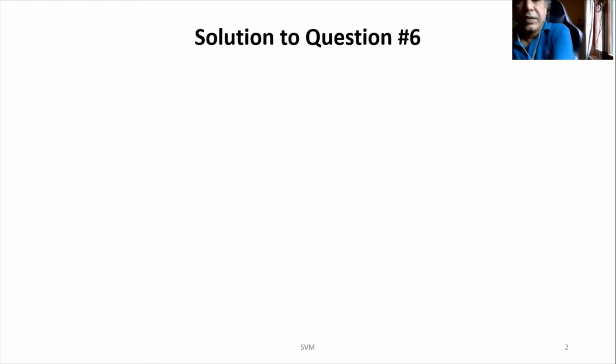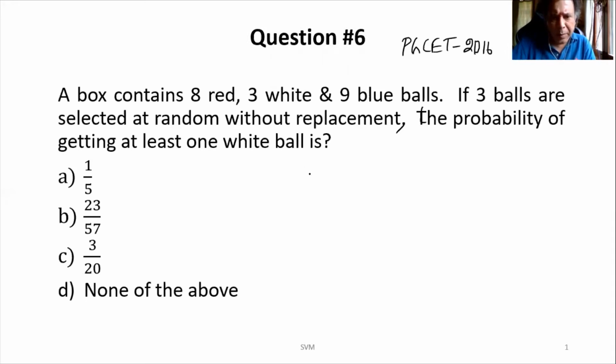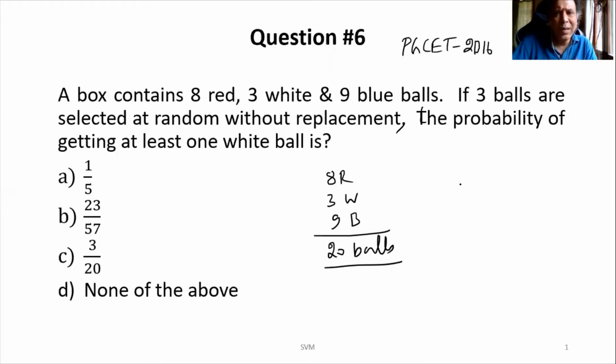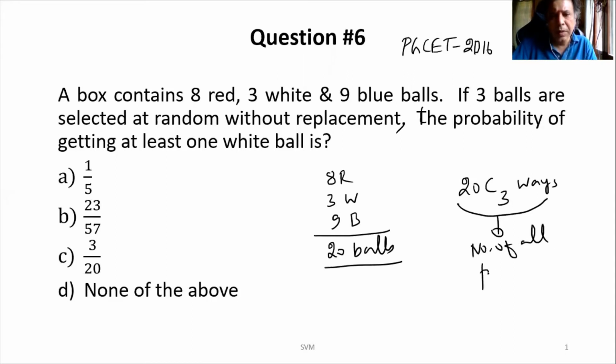So primarily the question talks about 8 red, 3 white, and 9 blue balls. That means totally there are 20 balls. So out of these 20 balls, we need to choose 3 balls at random without replacement. That can be done in 20C3 ways. So this will be our total number of all possible outcomes.